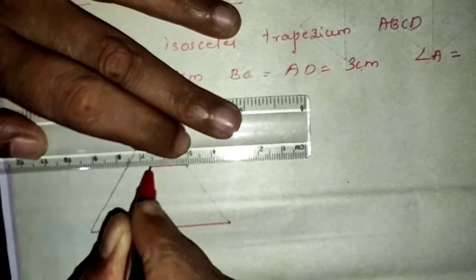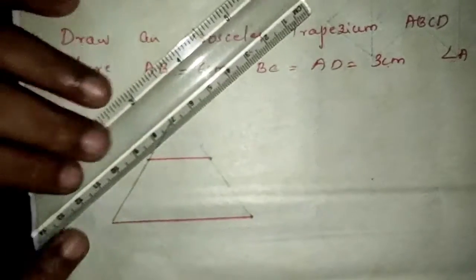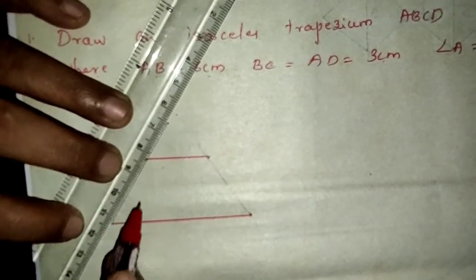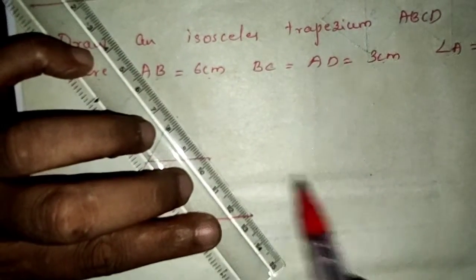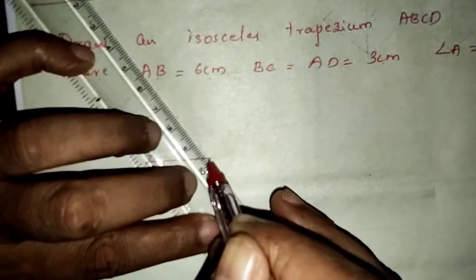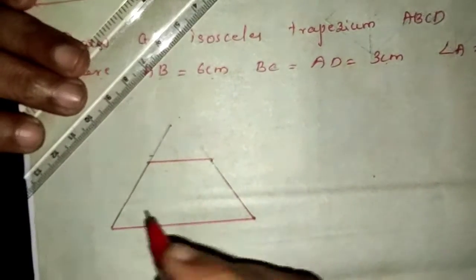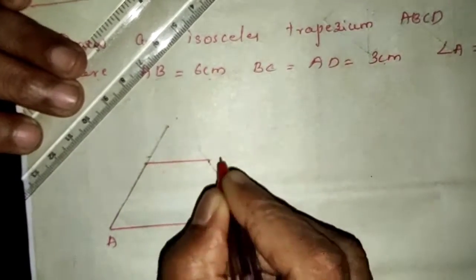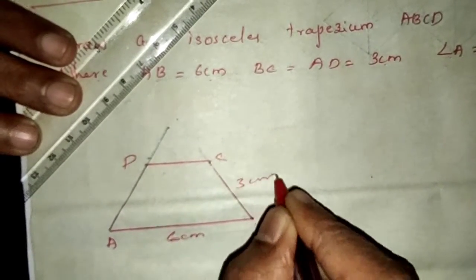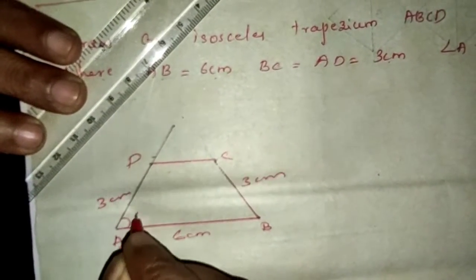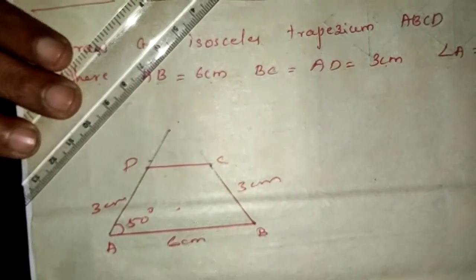So this is our isosceles trapezium ABCD. This is equal to 6 centimeter, these two are 3 centimeter, and this angle is equal to 50 degree.